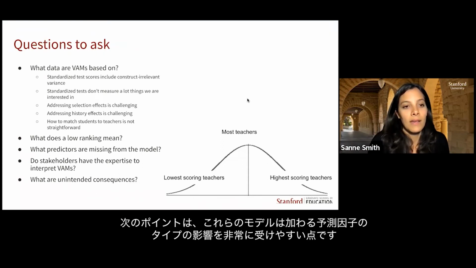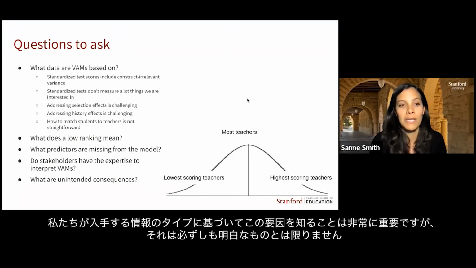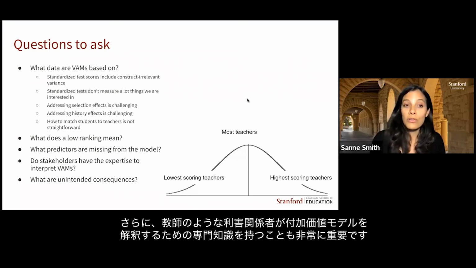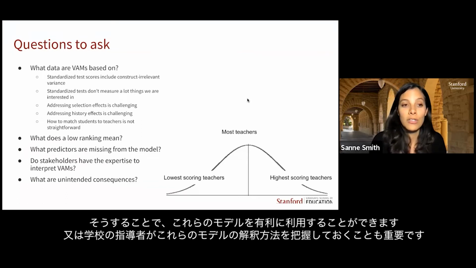The next point is that these models are also very sensitive to what kind of predictors go in. And so it's really important to know based on what kind of information we're getting these scores, and that's not always transparent. And then it's also really important that stakeholders, like teachers, have the expertise to interpret the value-added models so they can use them to their advantage, or that the leaders in the school know how to interpret it.